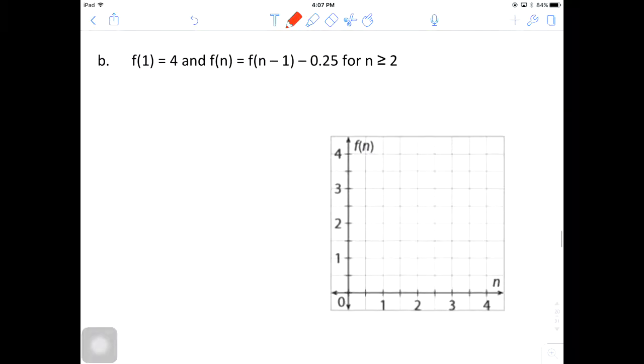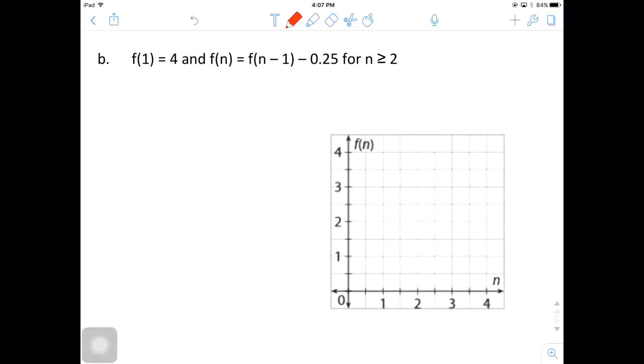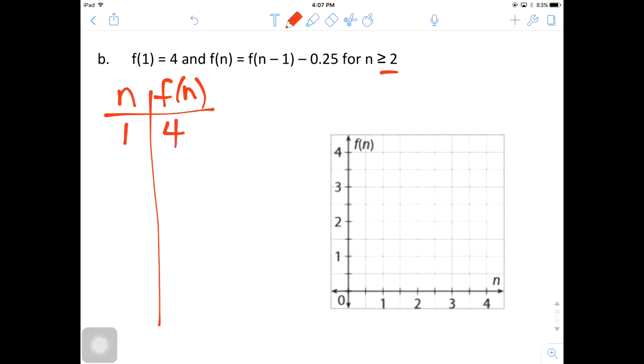Let's try one more. So this one is similar to the one that we just did. And this one says for anything greater than 2. Notice this is not a finite list. It's going to keep going. So we're going to say n and then f of n. So we know the first term is 4 already. It's given. And then notice this formula.